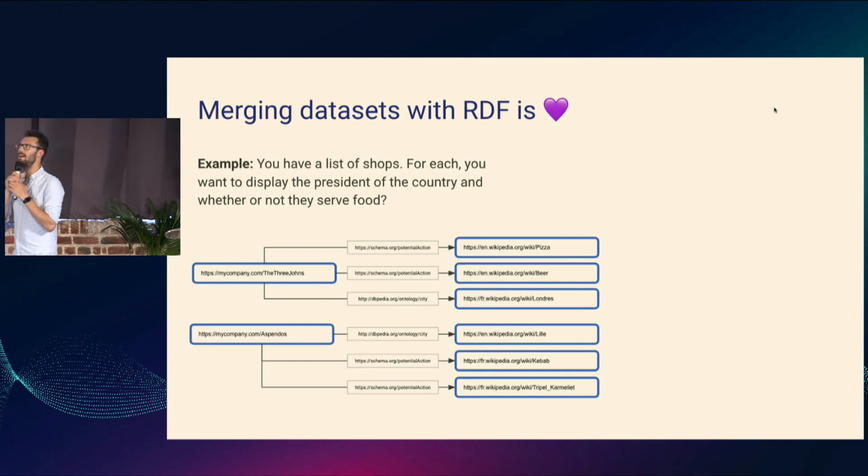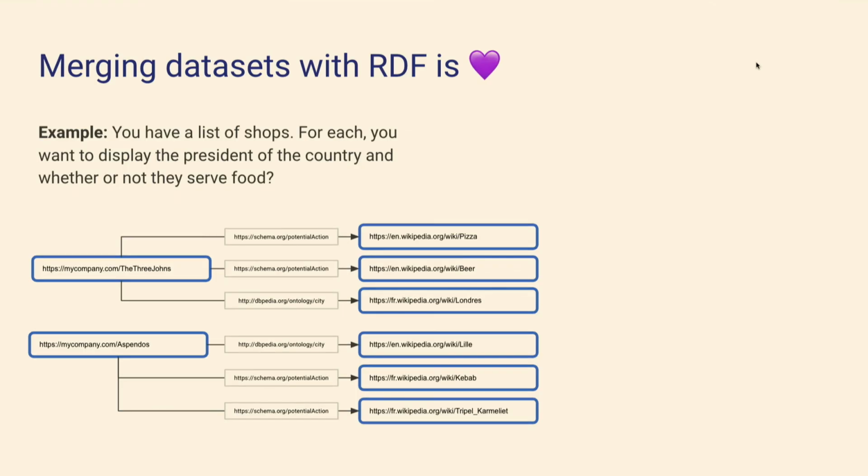Now, just a quick example of why, from an interoperability standpoint, merging data sets is way, way simpler if you go full-blown down the path of using identifiers that already exist and representing your data this way, as a graph. In this example, I have two shops on the left, the Phrygians and the Aspendos. The Phrygians, through its predicate city, is in the city of Londres, and Aspendos is in the city of Lille, and there are potential actions. I'm not too sure that's the right predicate to represent that, but you can get some kebab and baklava at the Aspendos. I really recommend it for whoever is in Lille. You can get some beer and some pizza from the Phrygians. And that is pretty much the data structure that you have in your application at the moment.